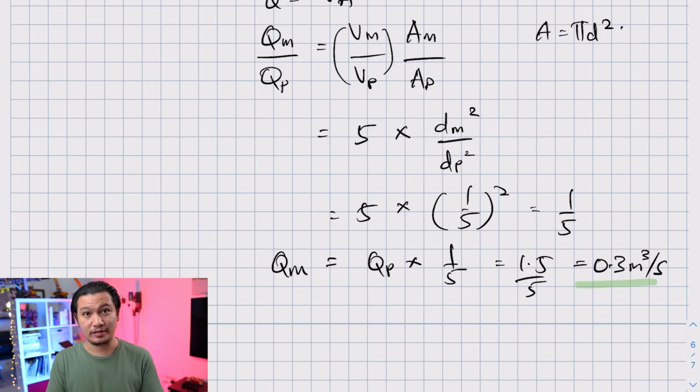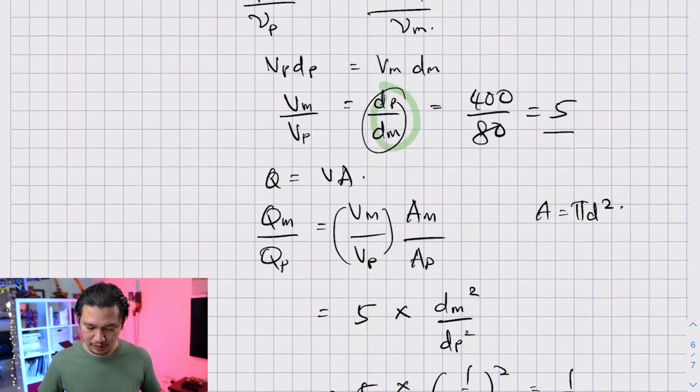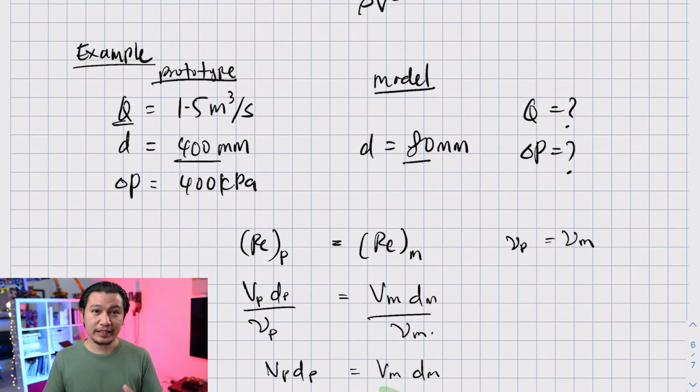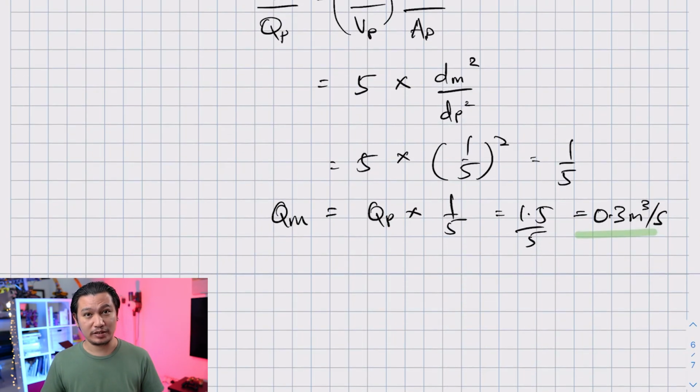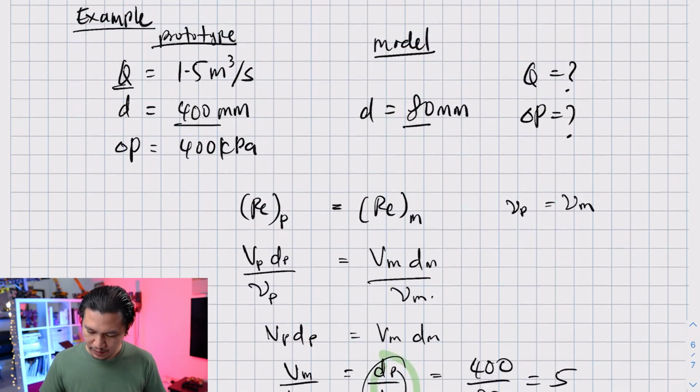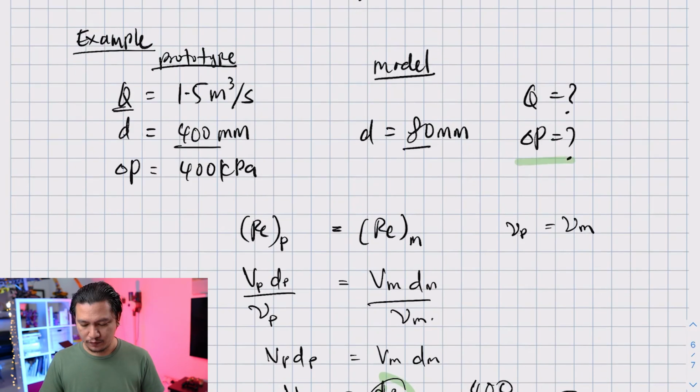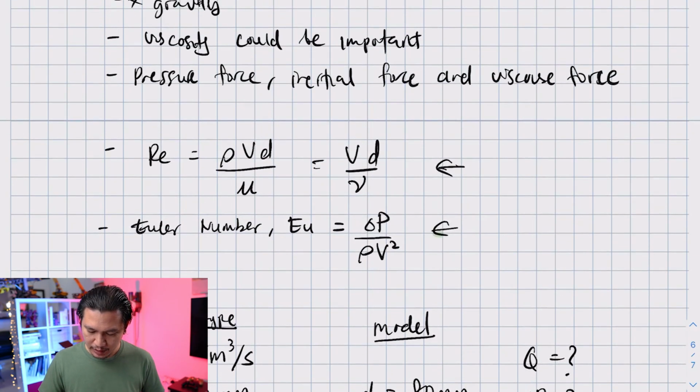And I think it makes sense, right? Because the Q of the prototype is 1.5 meter cube per second and the impeller diameter is 400 millimeter. Now that we are using an 80 millimeter impeller for our model, of course the flow rate must be reduced. And what we got here is 0.3, so it makes sense. Now next, how do we find our pressure drop? We've discovered before that Euler number is also important. Now let's see if Euler number can help us solve this problem.